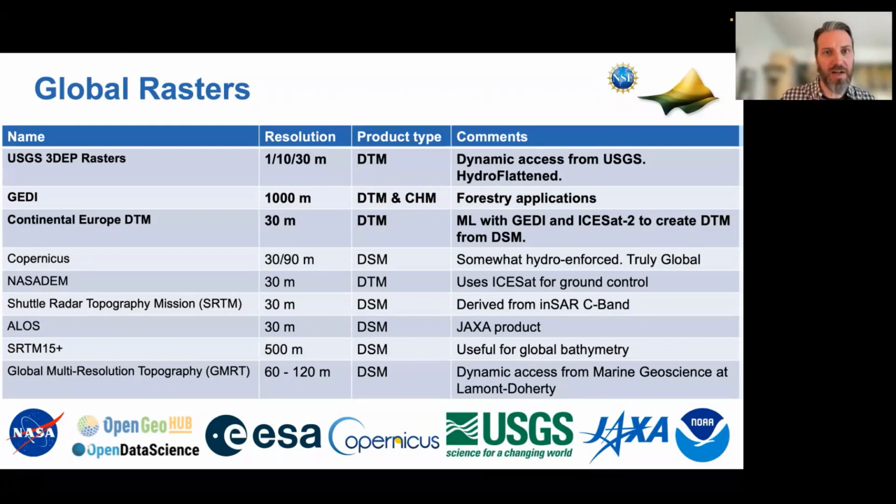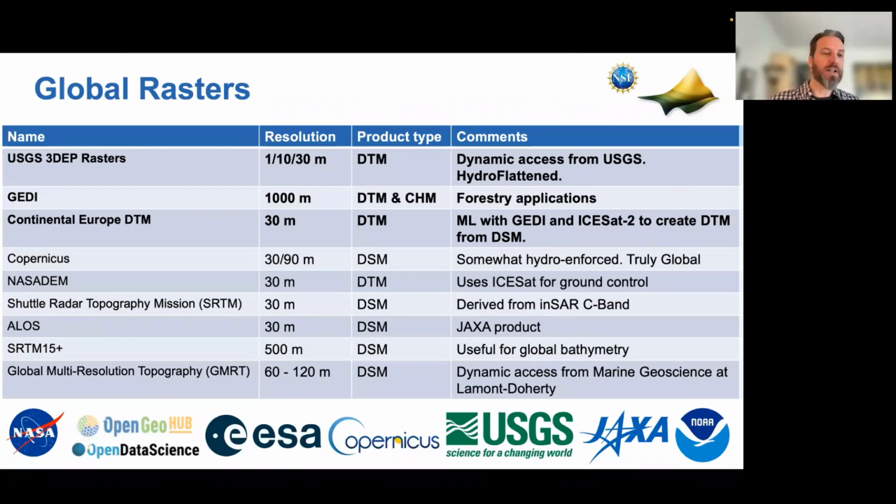I think this is my last slide before we go into the demo. I'm going to talk about global rasters because these are really popular with a lot of users, especially international users. We have about a dozen or so different global rasters. They are each collected with different sensors. Some of them are radar based, some of them are LiDAR based, some of them have bathymetry. And they vary in resolution. In general, most of them are about 30 meters, and most of them cover most of the globe.